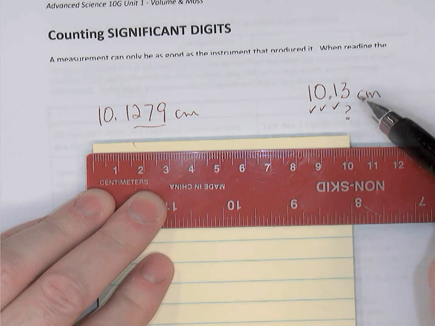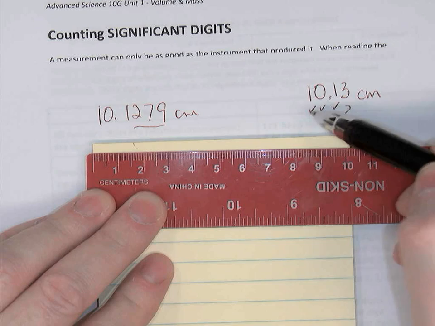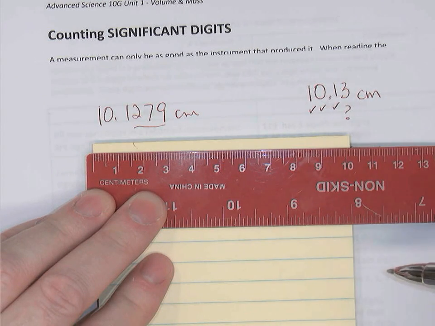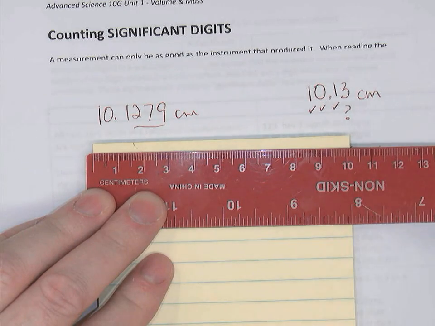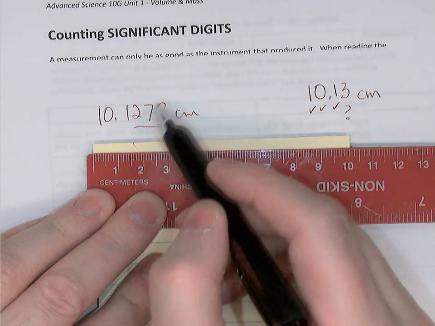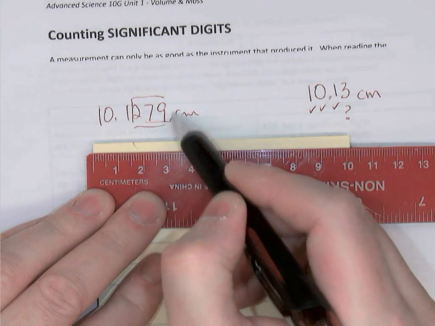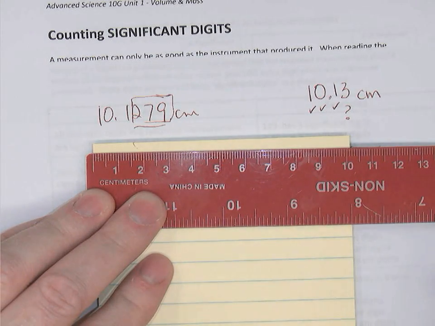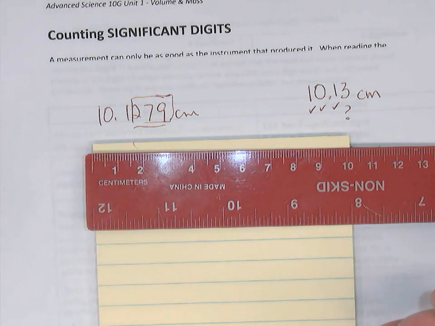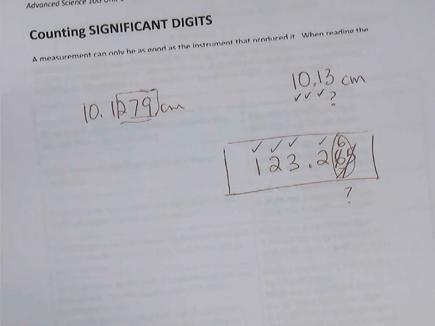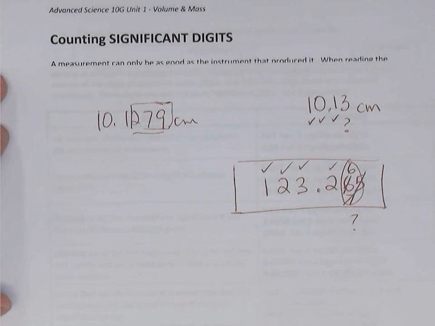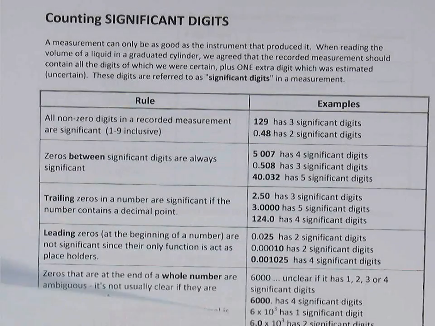10.13 was possible because we could be certain of the 101, those first 3 digits, and this one last digit we estimated. But here we would have been estimating all 3 of those digits, and that would be silly. So you have to think about the number of digits that you can use when you are recording a measurement, and that's what significant digits is all about.